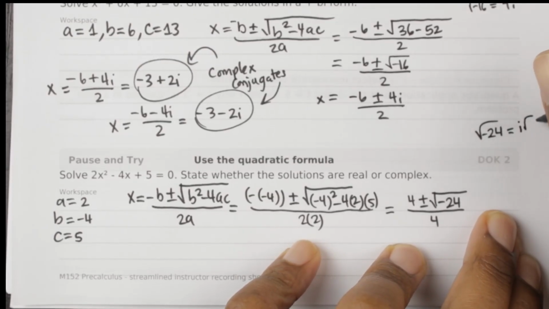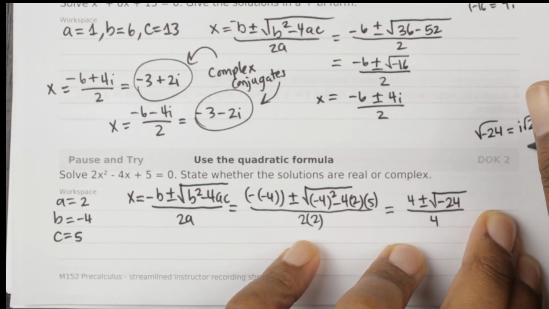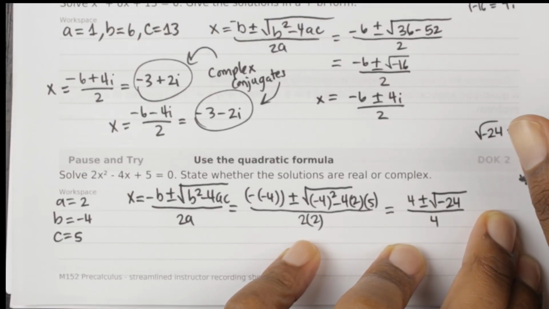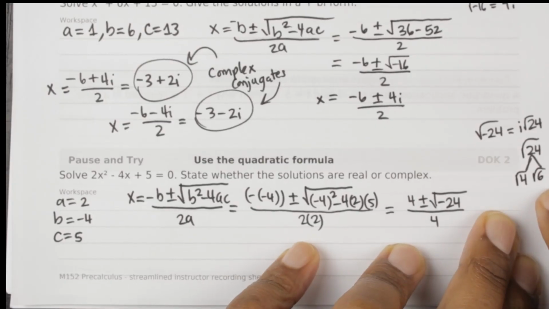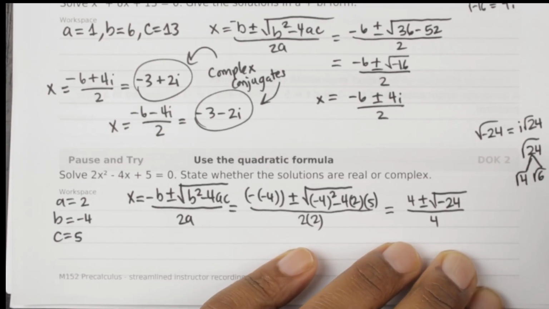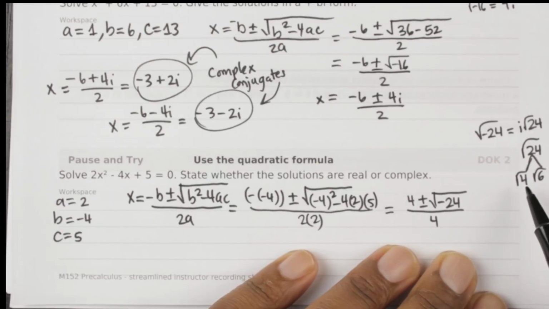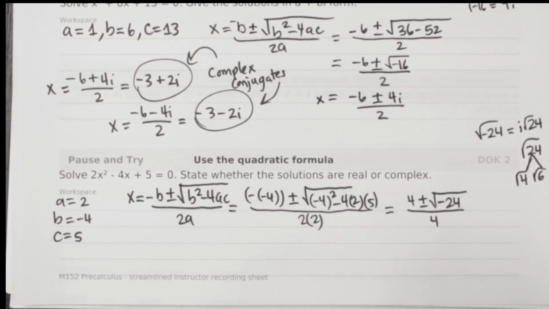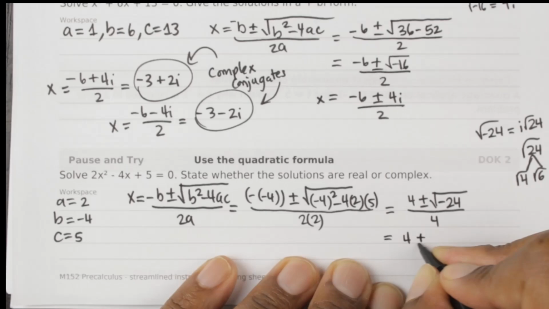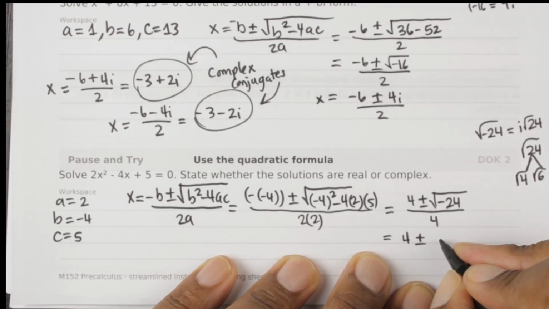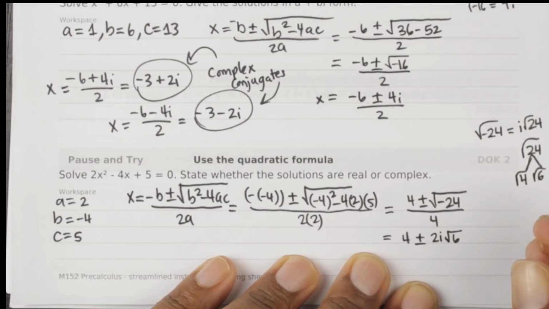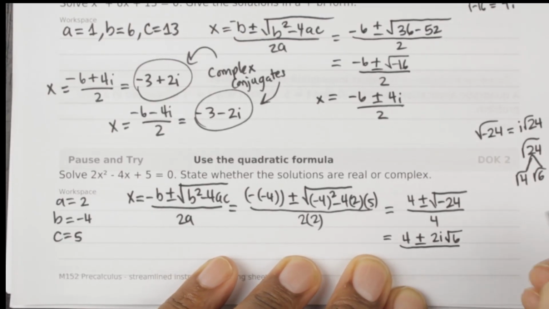So if it's i square root 24, can we do anything to that 24? Let's see, 24 is 4 times 6, because we can simplify the 4, not the 6. We can't use 12 and 2, we can't use 8 and 3, because those are not perfect squares, but we can simplify it using the 4. When we simplify that, we're going to end up with 4 plus or minus 2i root 6, divided by 4.